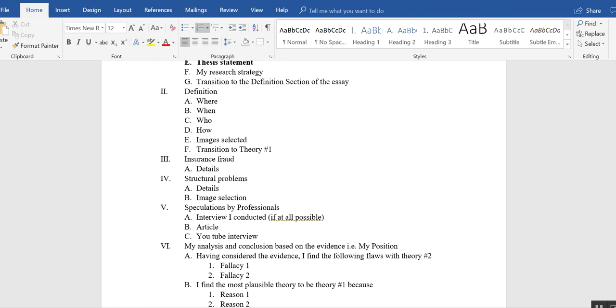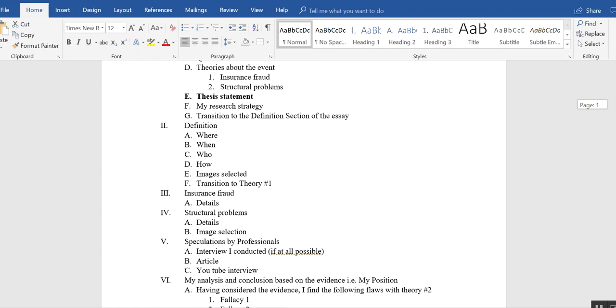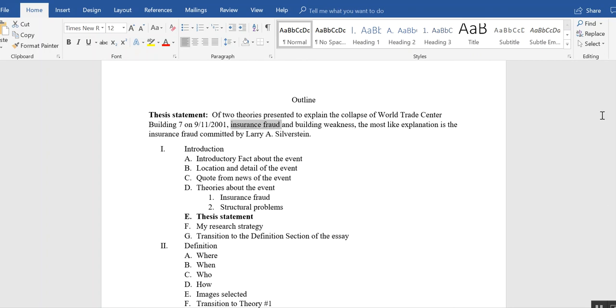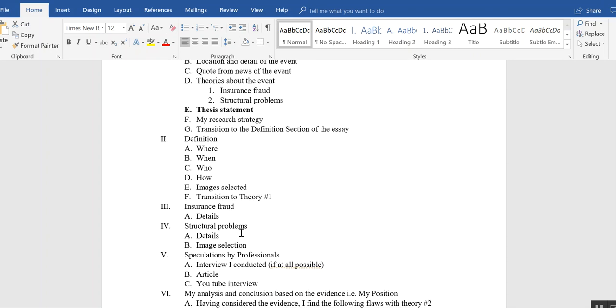Then I transition to this first theory, which I already mentioned in my thesis statement. So we're going to be learning in this first section about insurance fraud, just as I put that here. I didn't detail this out, but of course this is going to be a long part of the outline, because I need to actually research and fill in this insurance fraud theory. So now, if insurance fraud was the next section right after the definition phase, what is the section after that? You're right, the theory of building weaknesses. That's right, great, you're brilliant. Okay, so this is that part of the essay, that theory.